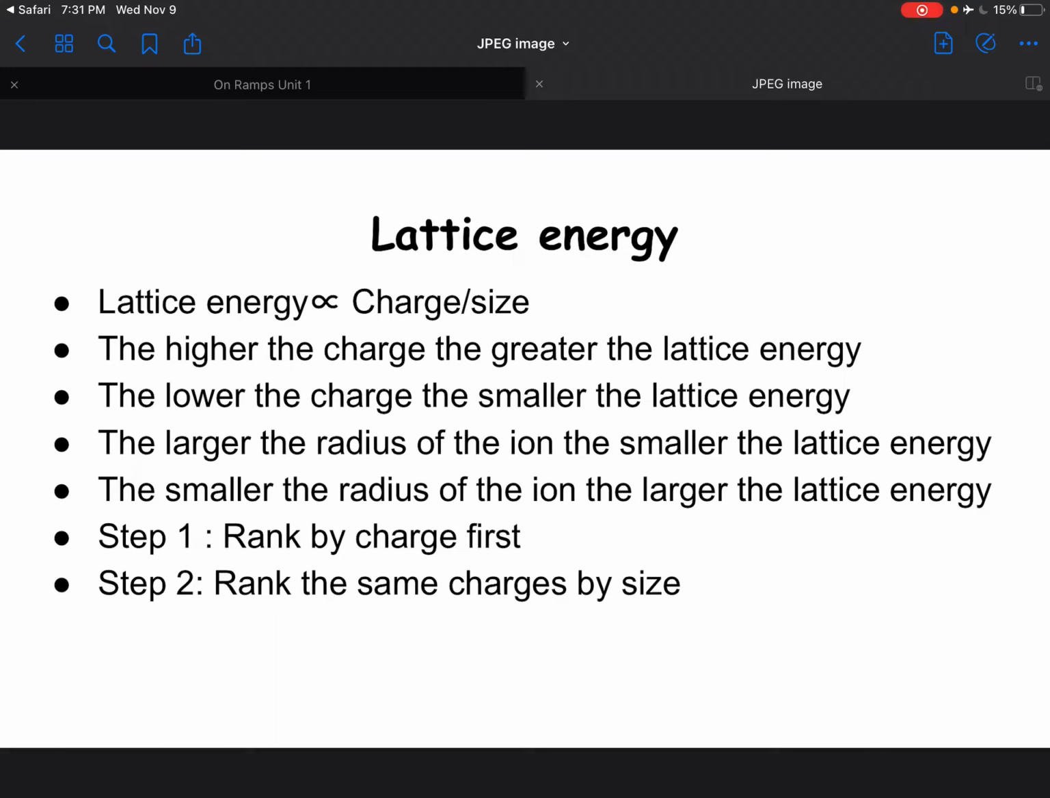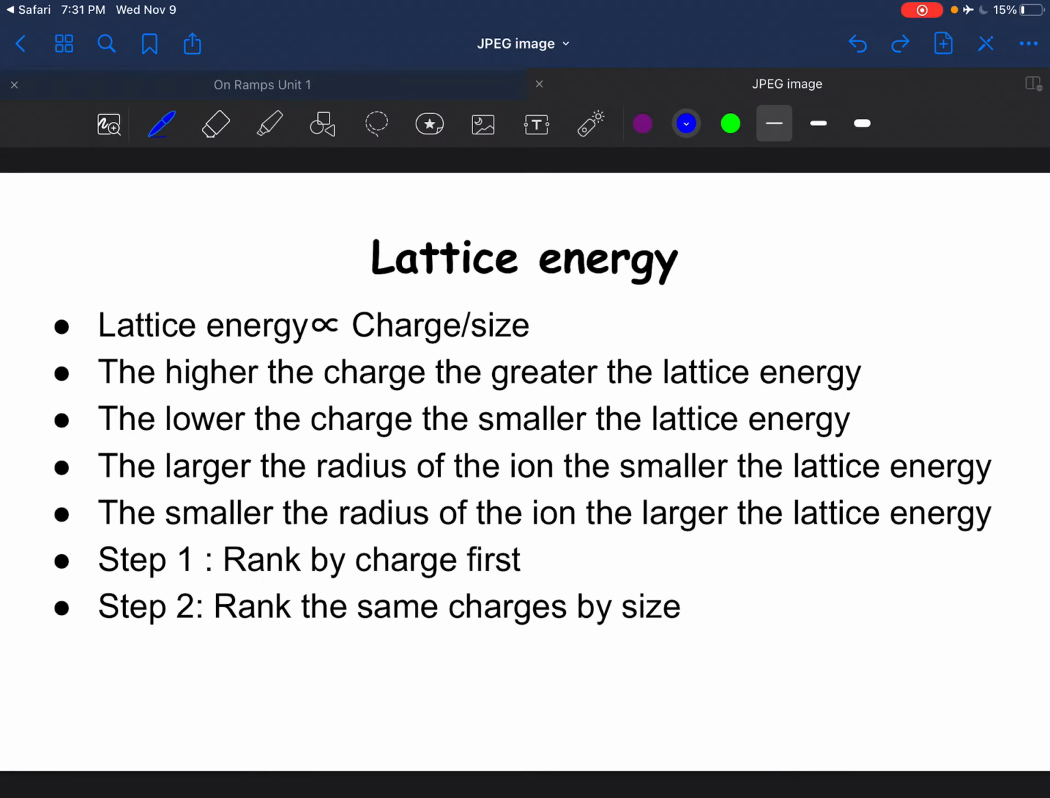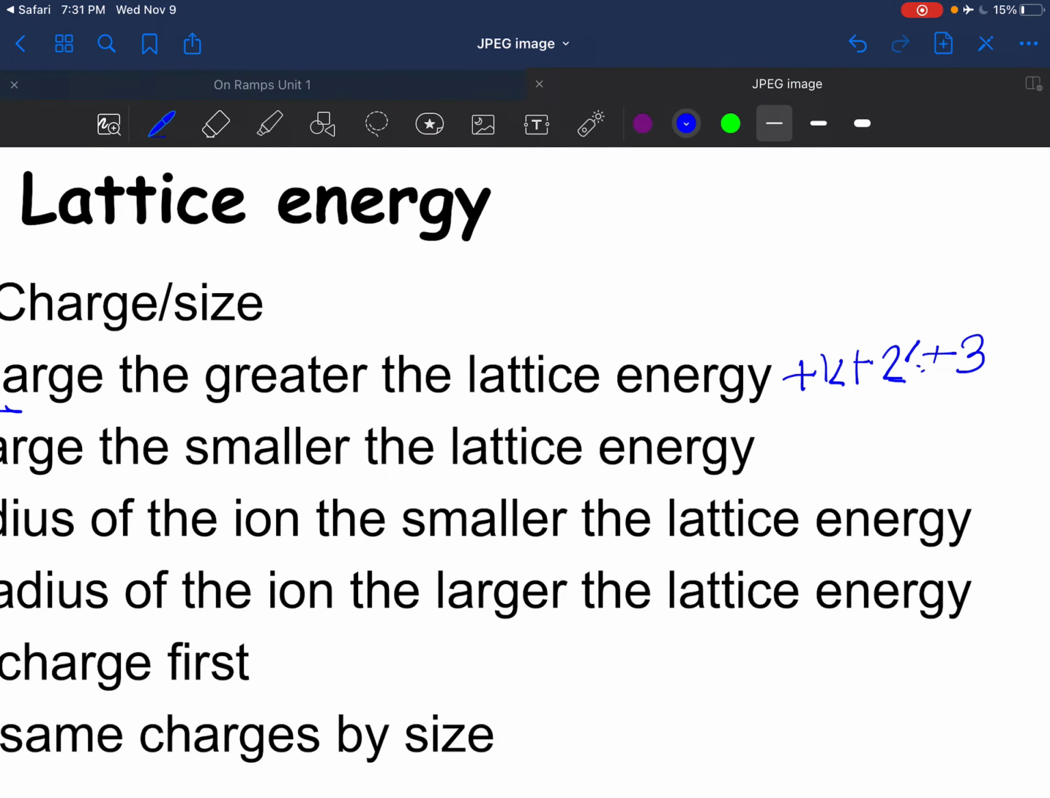Okay, so again, the higher the charge, the greater the lattice energy. So for instance, +1, +2, +3. So the +3 charge will have the greatest lattice energy. And the +2 charge will have a high lattice energy as well.